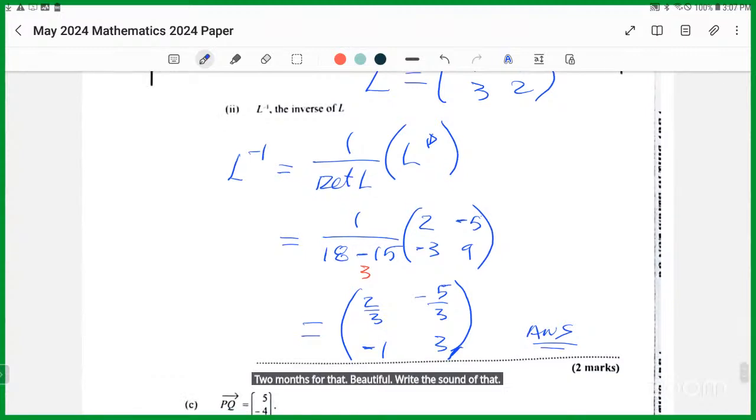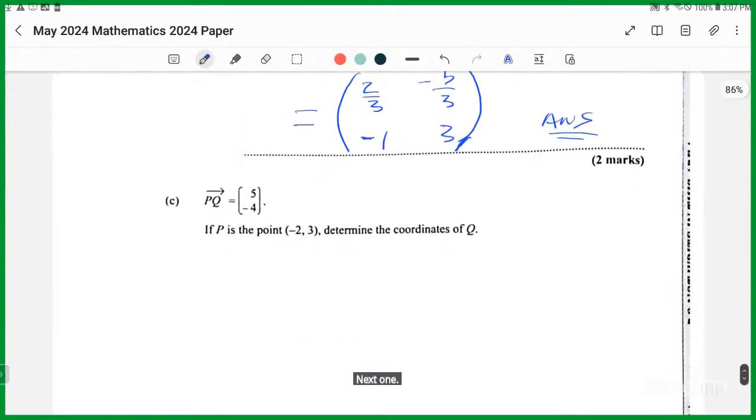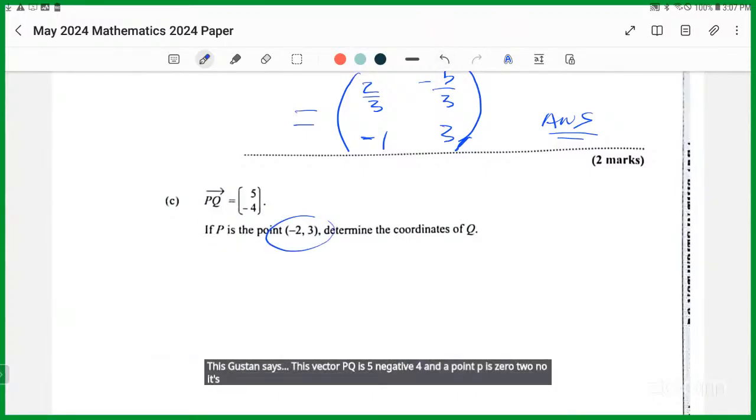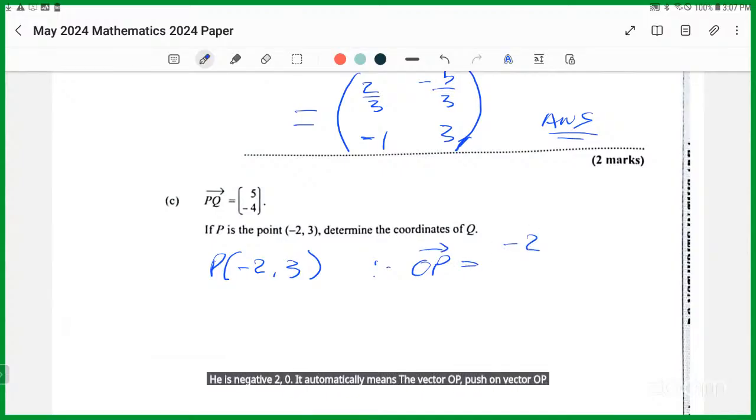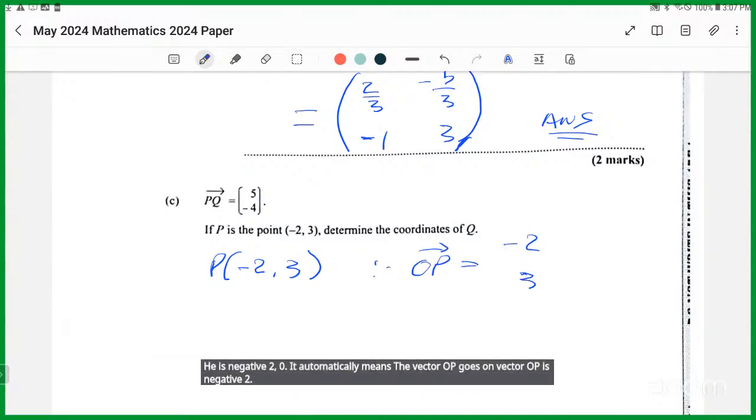Next one. Vectors now. This question says, this vector PQ is 5, -4, and a point P is -2, 3. Watch this now. If P is -2, 3, it automatically means that the vector OP, the position vector of P, is -2, 3 like that. Good?